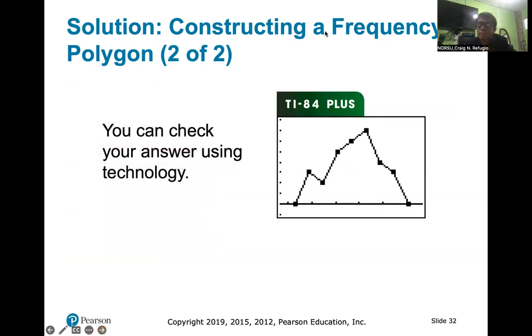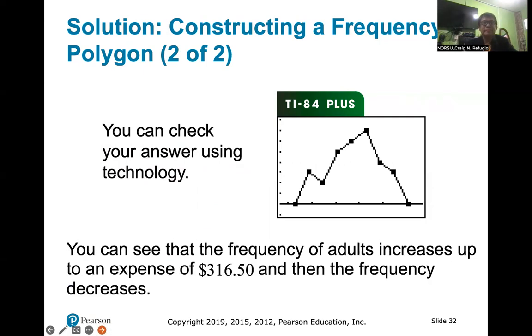And then you can actually use a computer like Microsoft Excel, depending on what gadget you have. So you can exploit technology, especially Microsoft Excel. So you can see the frequency of adults increase up to an expense of 316.50, and then the frequency decreases. So it's here, no? Decreases.